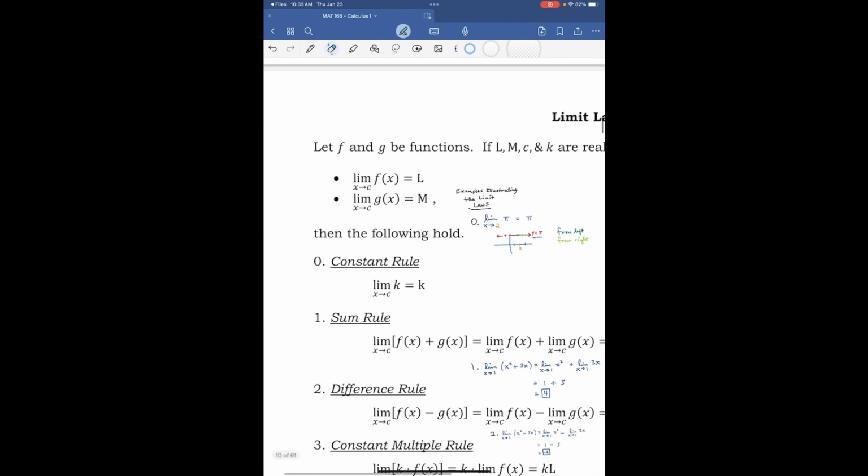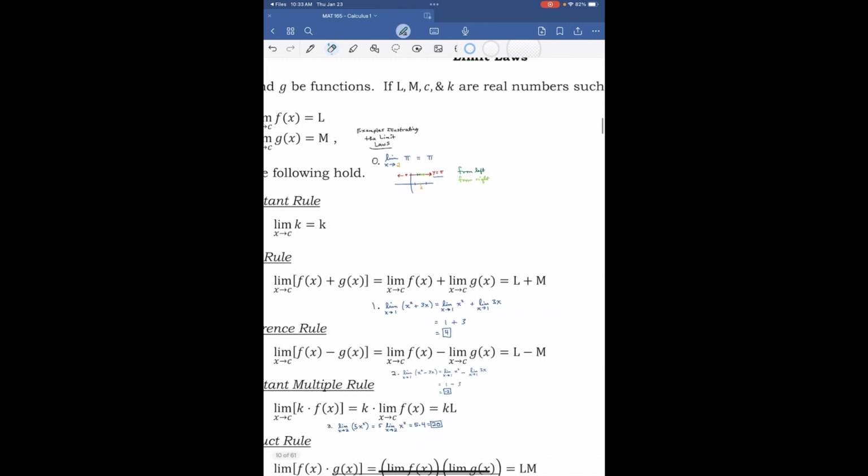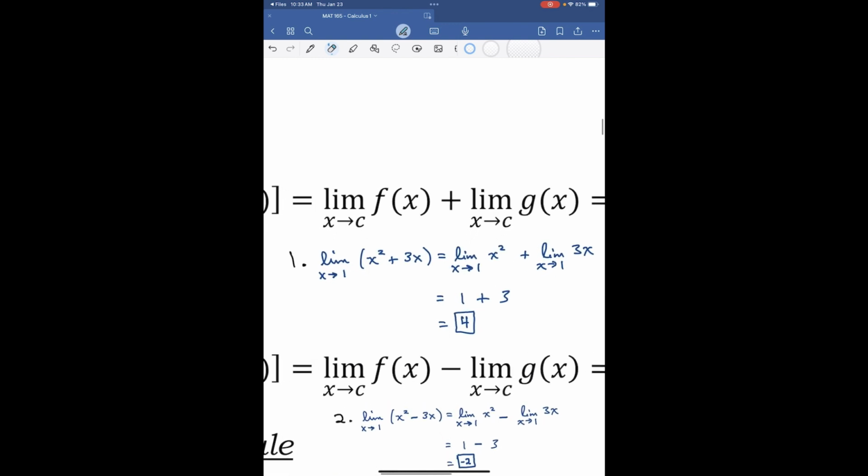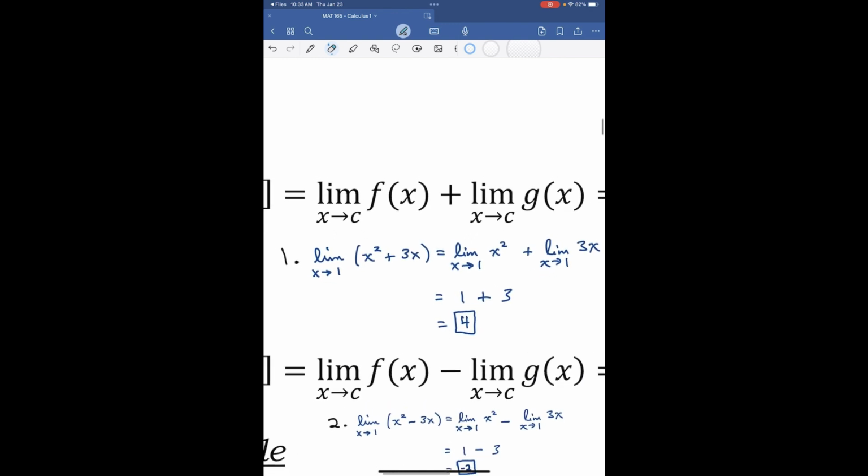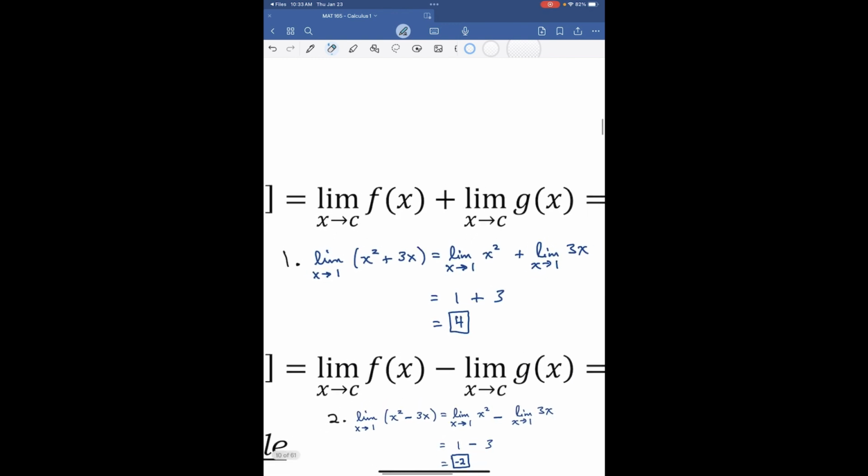The next one is the sum rule, and we have an example of that. It basically tells us that the limit of x squared plus 3x is equal to the limit of x squared plus the limit of 3x. The limit of x squared as x approaches 1 is going to get close to 1. And as x approaches 1, the limit of 3x is 3. And so that's equal to 1 plus 3.